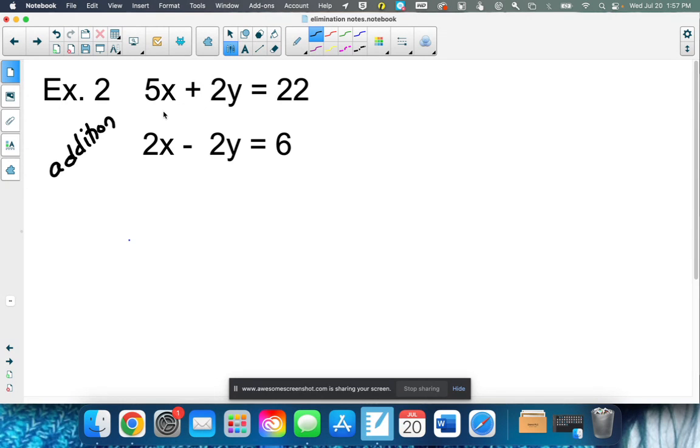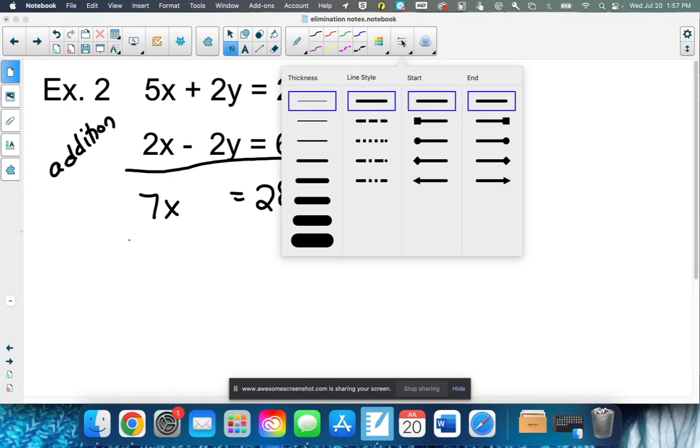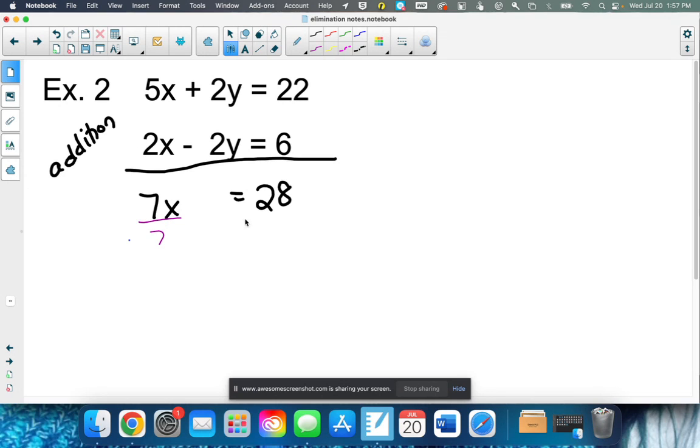So I'm going to do addition, and I'm going to do it for each set of like terms. So 5x plus 2x is 7x. Positive 2 and negative 2 is a zero pair, so it's gone. And then I have 22 and 6, which is 28. And again, one of my variables is now gone. I can solve for the other one. So divide by 7. I get x is equal to 4.